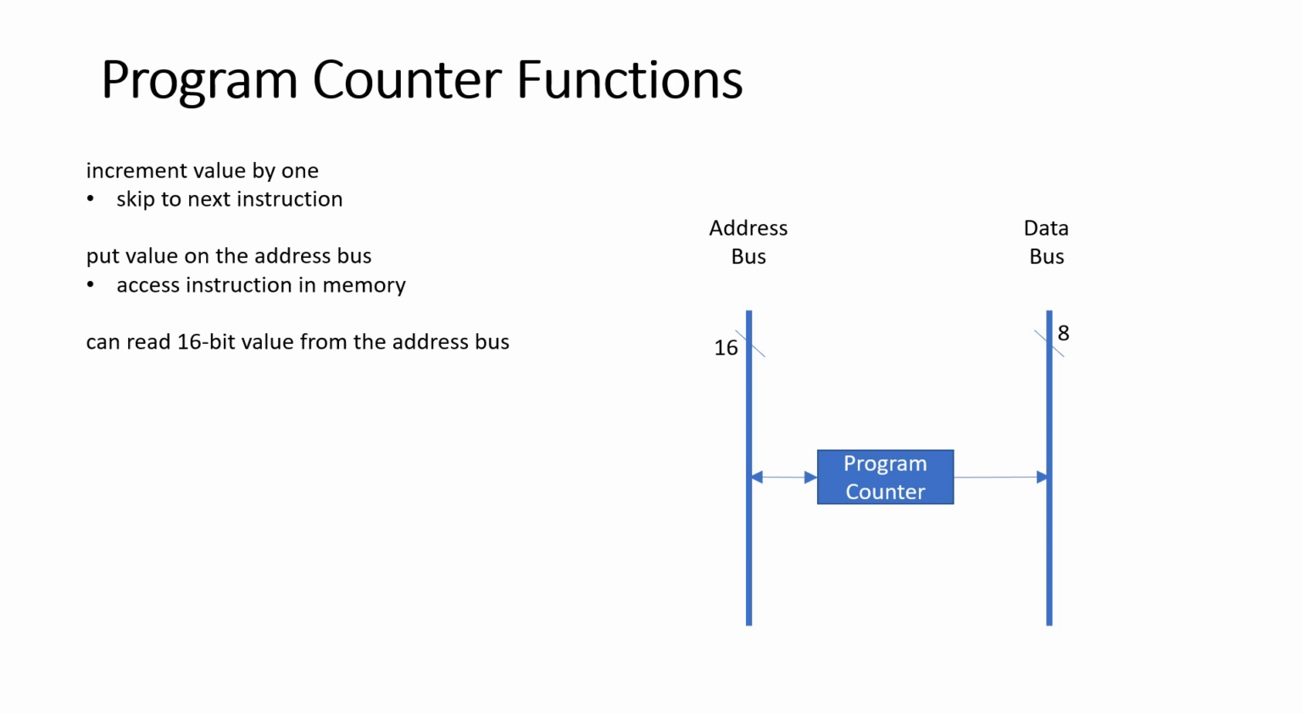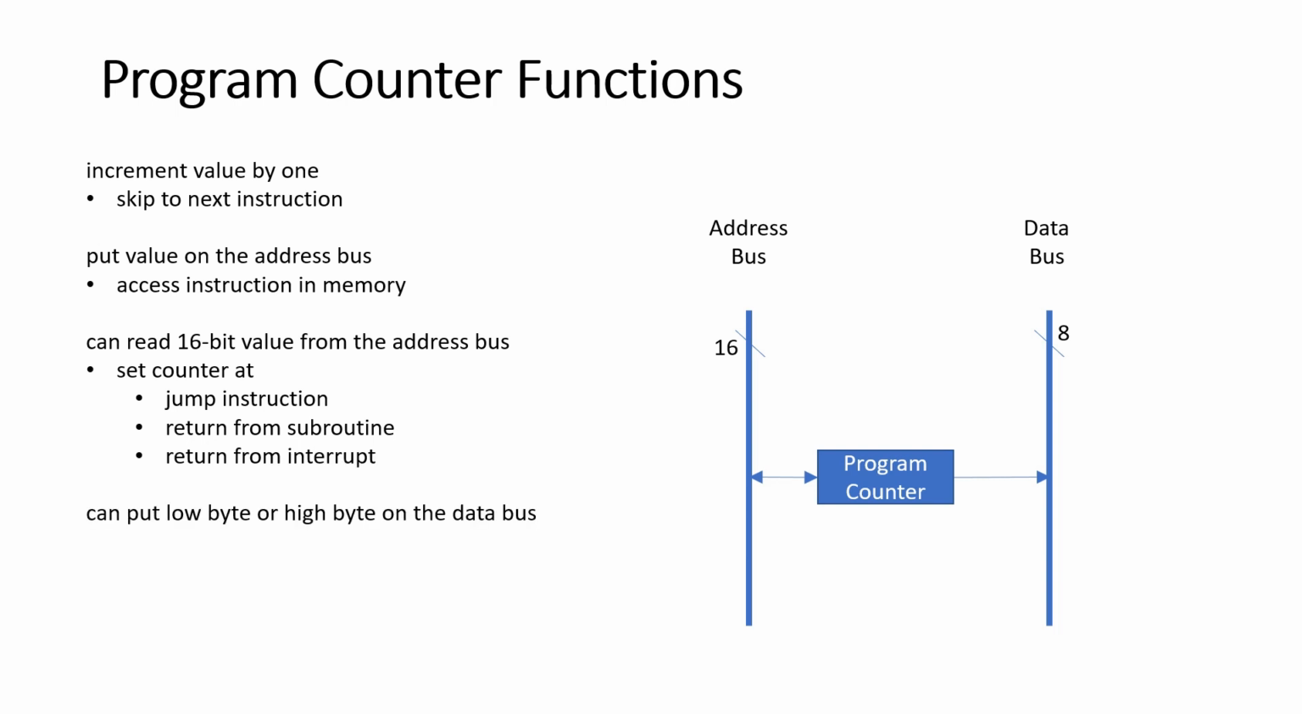The program counter can also read a 16-bit value from the address bus. In that way, the program counter can be set to a specific address at jump instructions or during the return from a subroutine or the return from an interrupt call. Also, it's possible to put the value of the program counter in two separate chunks of 8 bits as low or high byte on the data bus, and that is used for saving the counter during subroutine calls or during the entry to an interrupt.